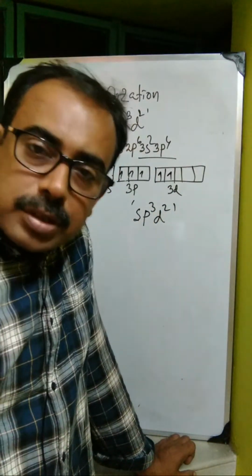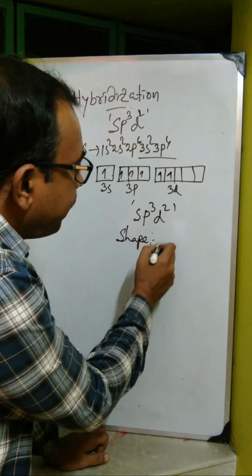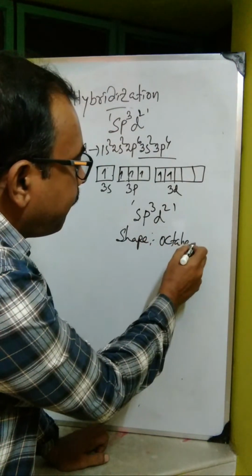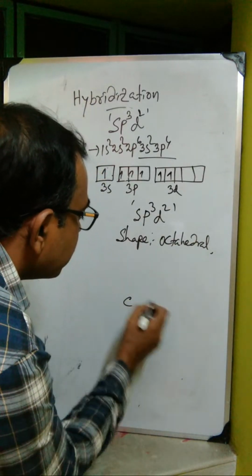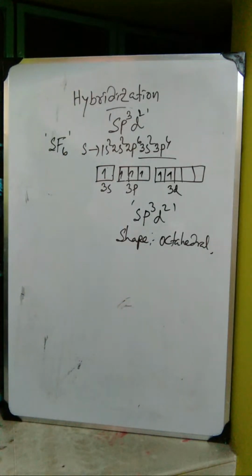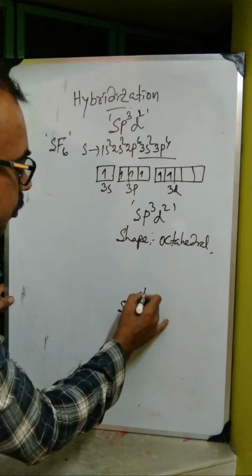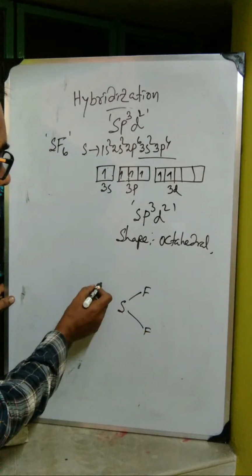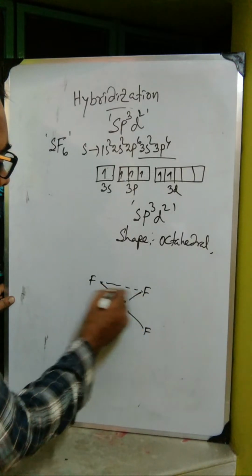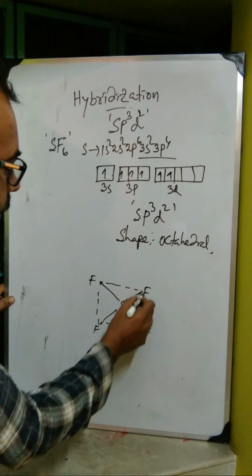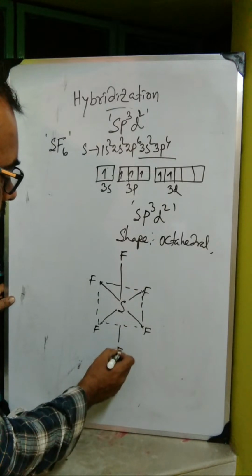Now due to the state of hybridization of sp3d2, the shape is octahedral. Now how is the octahedral shape formed? Central atom is sulfur. All 4 SF bonds are present in the same plane, that is a square planar shape. One SF bond is present above the plane and the other is present below the plane. Okay.